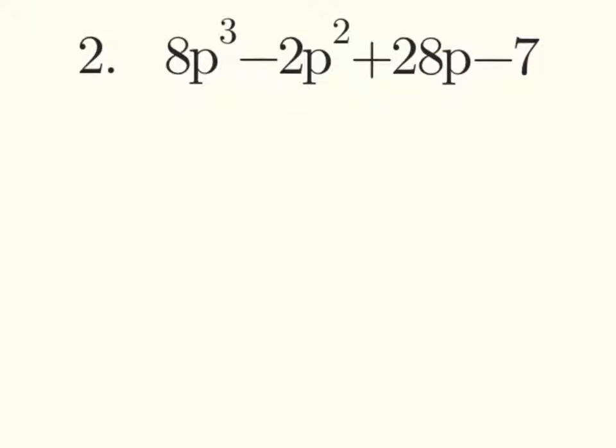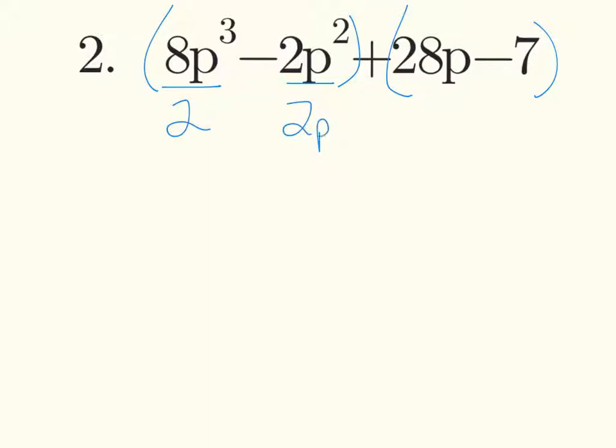All right, let's look at another one. Okay, so again, 4 terms, we should recognize that. So I'm going to group my first 2, group my second. Again, it's a plus sign, so we don't have to factor out a negative. So 8p to the third and 2p, so 2, and then p to the second in common. All right, so that gets factored out.